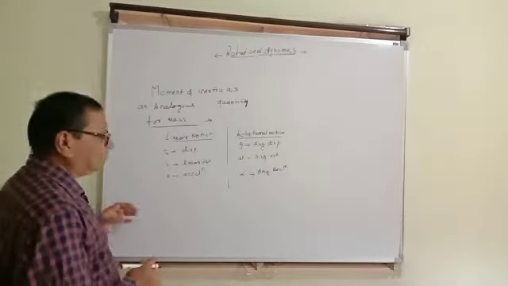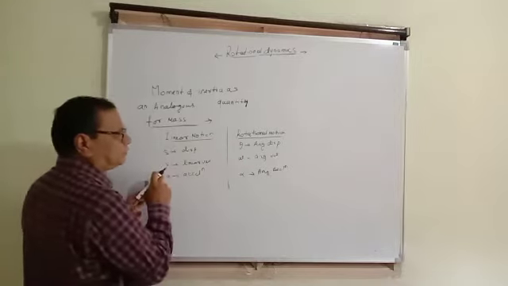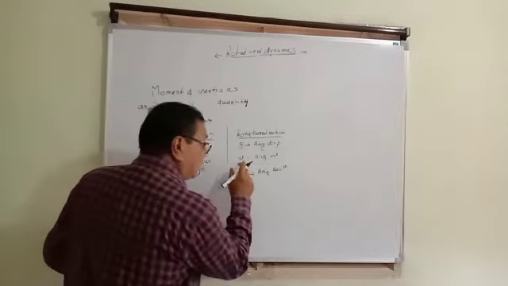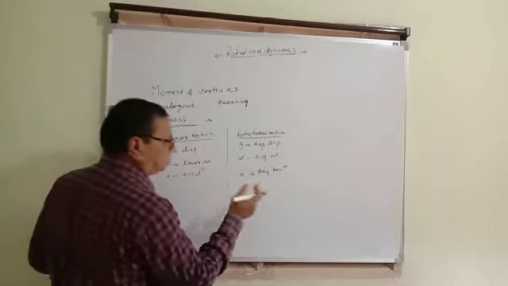Let us see once again. Linear displacement is analogous to angular displacement. Linear velocity V is analogous to angular velocity. Linear acceleration A is analogous to angular acceleration.